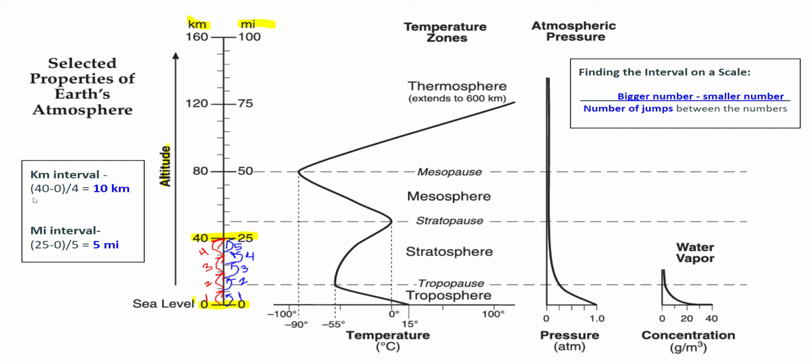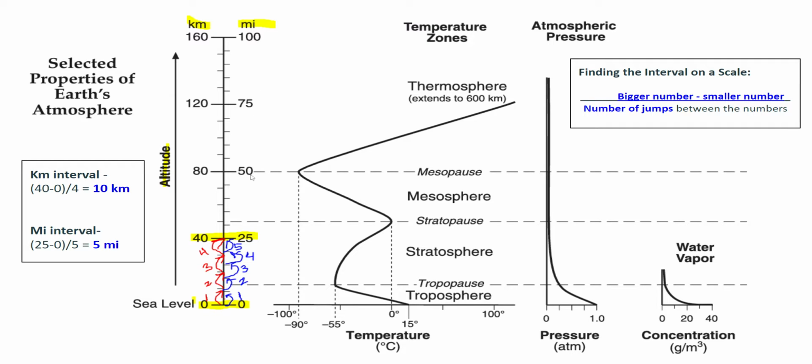I'll take the bigger number, 40, minus 0, the smaller number, and divide by however many jumps I have to take to get from 0 to 40. In this case, when I'm jumping, I'm going from one increment to the next. So 1, 2, 3, 4. 4 jumps between 0 and 40. So I'm going to divide that by 4, and that gives me 10 kilometers. This just means that every increment is going up by 10 for the kilometer scale. For instance, this is 0, 10, 20, 30, 40, 50, 60, 70, 80, and so on.